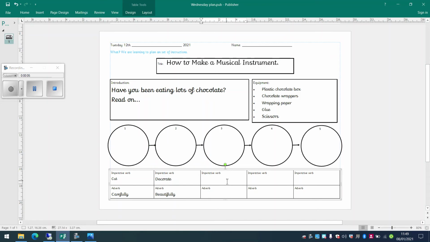The next thing I did was I glued the piece of wrapping paper onto the top of the box. So my imperative verb, my bossy verb, is glue, or you could say stick. And my adverb is going to be securely, because we don't want it to fall off.